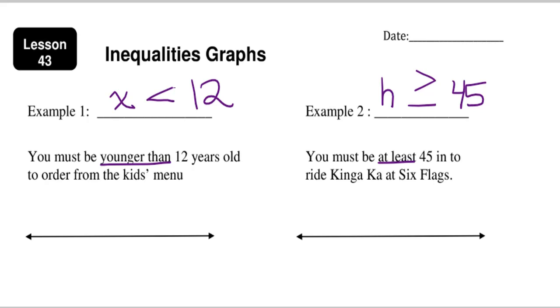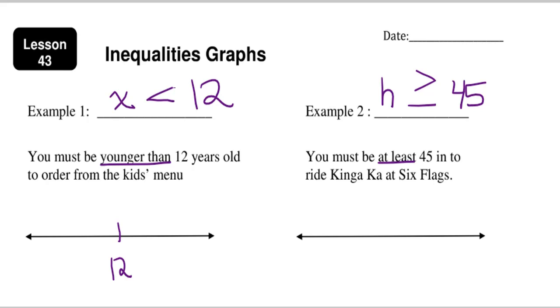Okay. So now we're going to graph that. So what does that look like? I have to be younger than 12 years old. So 12 is an important number and it should be on my number line. But what they're really saying is I have to be less than 12. So I'm going to use certain types of dots, and we talked about this in our first Desmos activity.